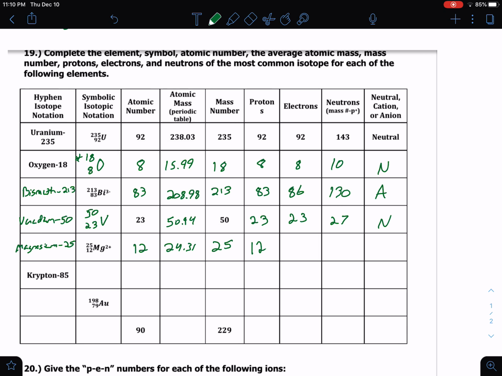Electrons, so this is not a neutral atom, so it's not going to be 12. Since it's a +2, that means I have more protons than electrons, so I lost electrons. It's going to be the opposite of what you think. Everyone wants to add 2, but it's the opposite. I have 2 more protons than electrons, because protons have a positive charge. So 12 minus 2 means there are 10 electrons. Neutrons, I'm just going to take my top number minus my bottom number. So 25 minus 12 gives me 13. And since it has a positive charge, this would be a cation.